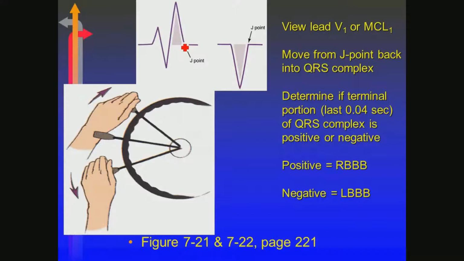So this here would be a right bundle branch block. This would be a left bundle branch block. Go to the J point, move back one box. Which way is the QRS pointing? If it's pointing up, it's a right. If it's pointing down, it's a left. So the only way we know we have a bundle branch block is that widened complex. And we look at V1.